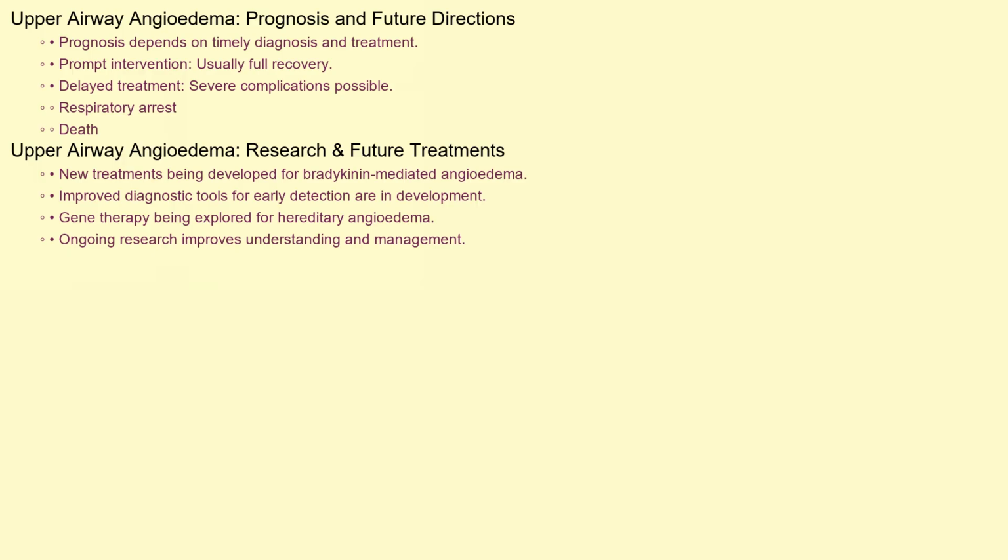The prognosis for upper airway angioedema depends on the speed of diagnosis and treatment. With prompt intervention, most patients recover fully. However, delayed treatment can lead to severe complications, including respiratory arrest and death. Recent research is focused on developing new and more effective treatments for bradykinin-mediated angioedema, as well as improving diagnostic tools for early detection. Gene therapy is also being explored as a potential long-term treatment for hereditary angioedema. Ongoing research continues to improve our understanding and management of this potentially life-threatening condition.